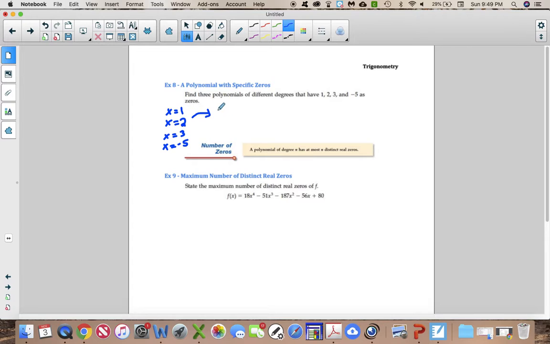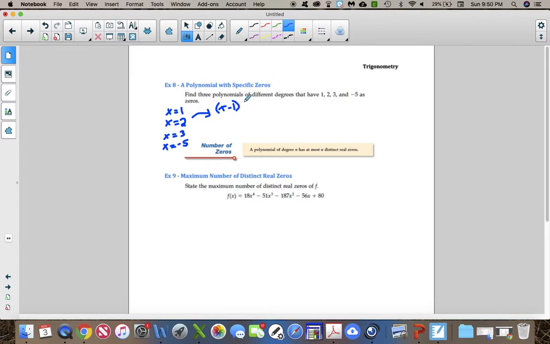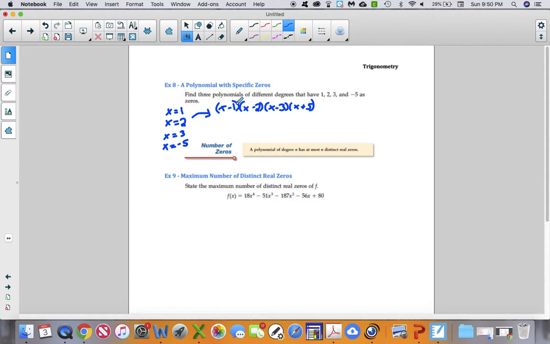If x equals 1, then that means that x minus 1 is a factor. Okay, if x equals 2, that means x minus 2 is a factor. If x equals 3, then that means x minus 3 is a factor. And if x equals negative 5, that means x plus 5 is a factor. Okay, so I know all of those things are factors. And then what we're going to do is multiply all those together. Okay, so I'm going to do this kind of in a weird order. I'm going to multiply these two, multiply those two, and then multiply these two together. Okay, so let's do that, and then it might make it go a little bit faster.